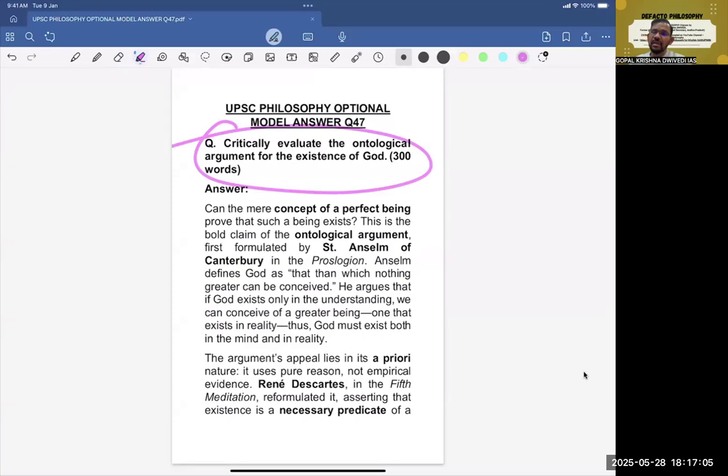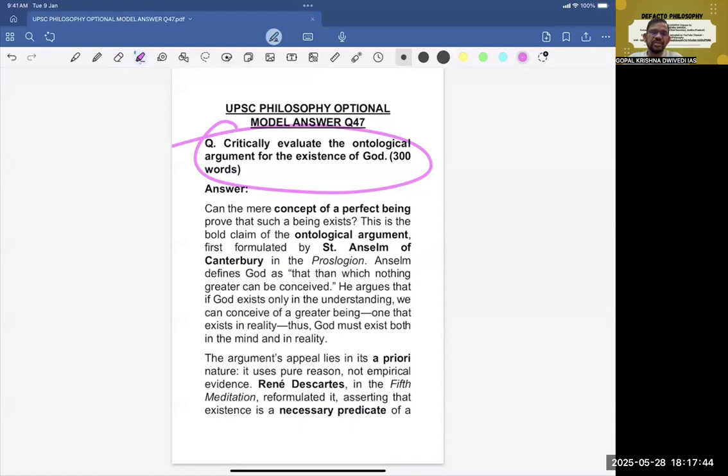Now, critical evaluation does not include only criticism. It also includes some positive points or some strengths of that argument, if they have. So basically, your critical evaluation has to be a balanced kind of evaluation. In the first 60% of the answer, you will be describing the ontological argument. The next 40% you will be critically evaluating. You will write a few criticisms, and then you will also try to explain what are the strengths or positive points of this argument, and then finally try to conclude. So this will basically be the format of this answer.